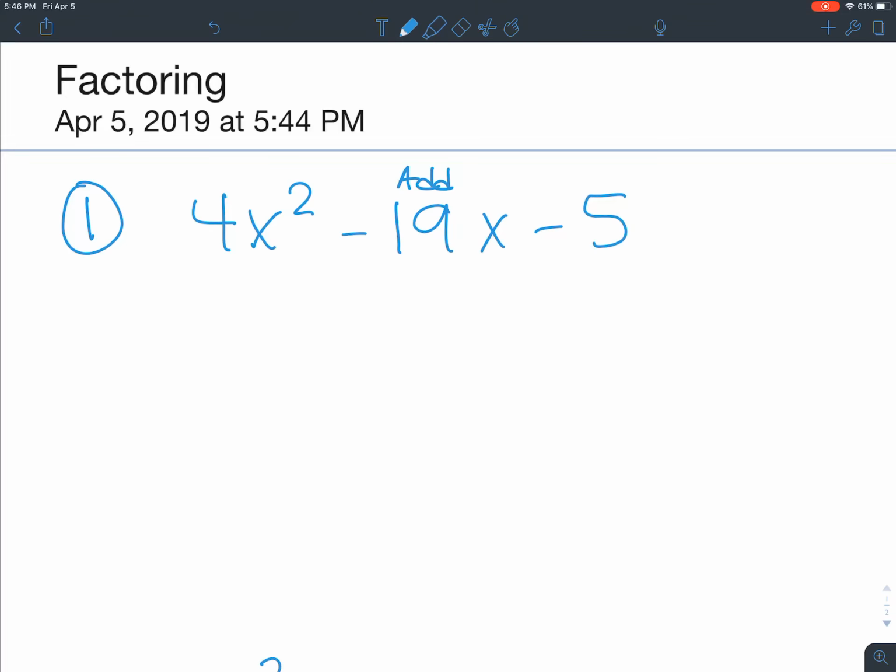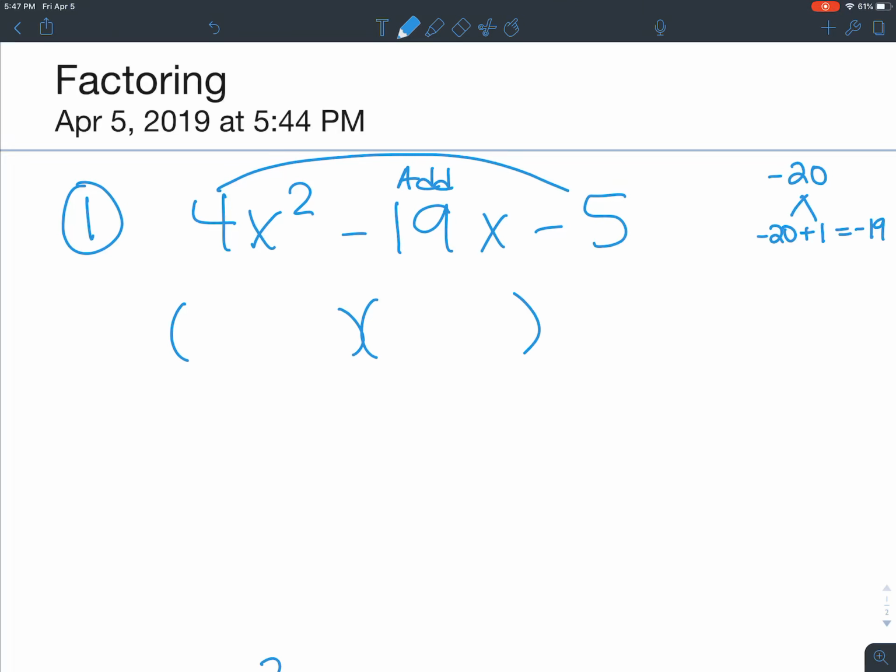So we're going to multiply 4 times -5 to get -20. And we want two numbers that add to -19. So that would be -20 plus 1. That adds to -19. So in the past, we would split this and we would factor by grouping. But we're going to do something slightly different.